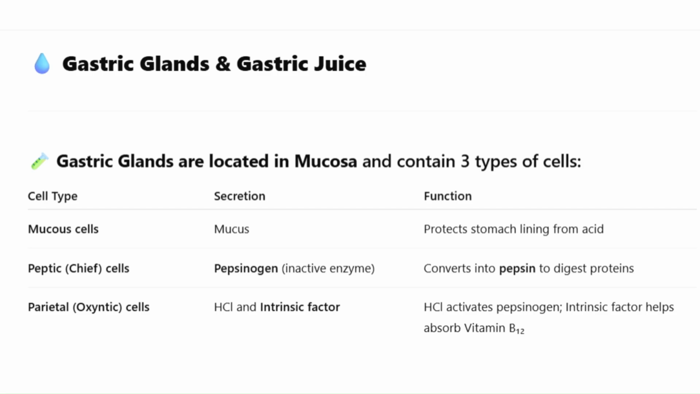Gastric glands and gastric juice. Gastric glands are located in the inner layer called mucosa, and contain 3 types of cells, which secrete digestive enzymes. Cell type, secretion, function. Mucus cells: mucus protects the stomach lining from acid. Peptic, chief cells: pepsinogen, inactive enzyme, converts into pepsin to digest proteins. Parietal, oxyntic, cells: HCl and intrinsic factor. HCl activates pepsinogen. Intrinsic factor helps absorb vitamin B12.